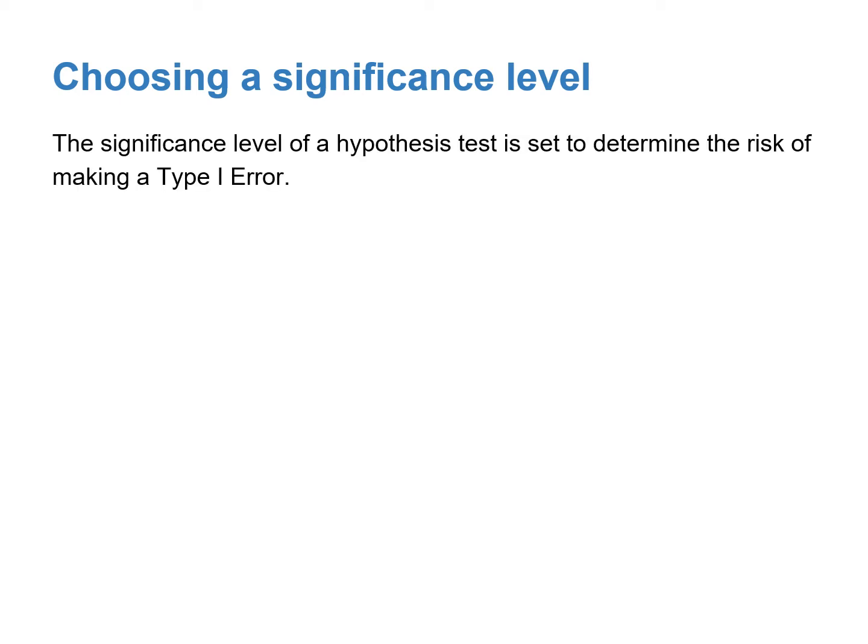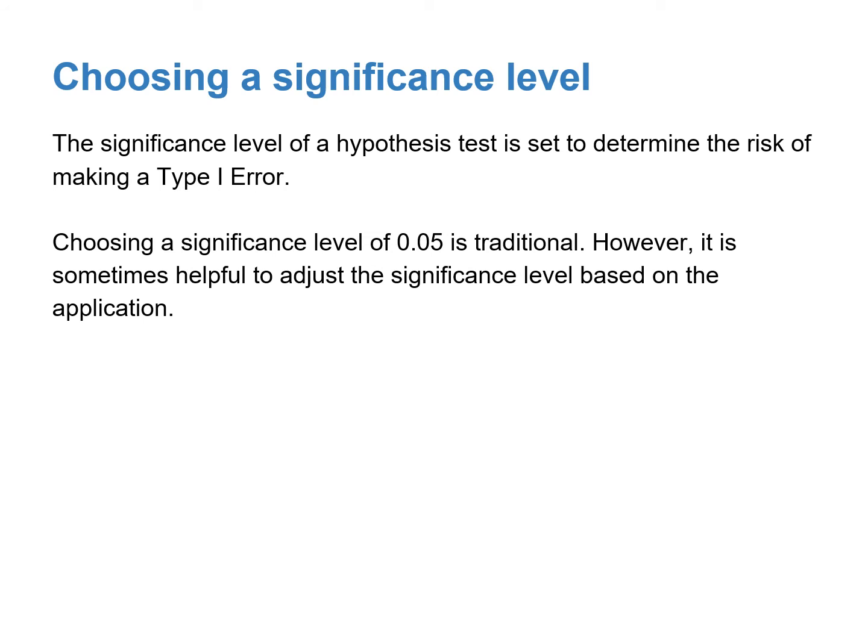When we're choosing a significance level for a test, it's important to understand that the significance level is related to the chance of making errors. The significance level of the test is actually set to determine the risk of making a type 1 error. So for instance, if you choose a 5% level of significance, that means that you are willing to take a 5% chance that you'll reject the null hypothesis when it's actually true and make a type 1 error.